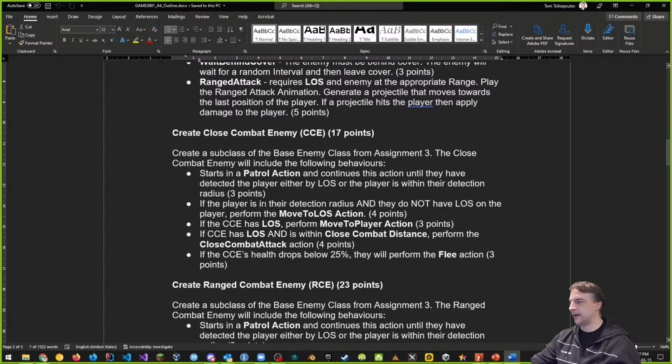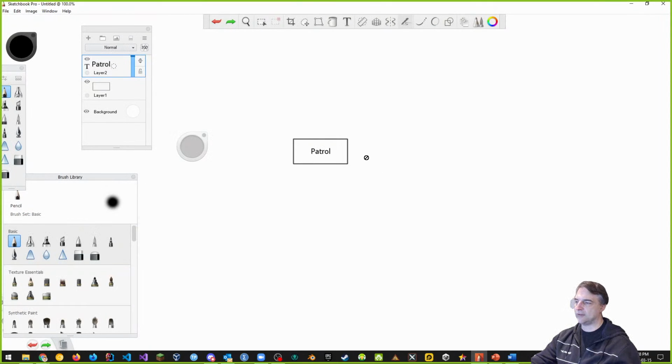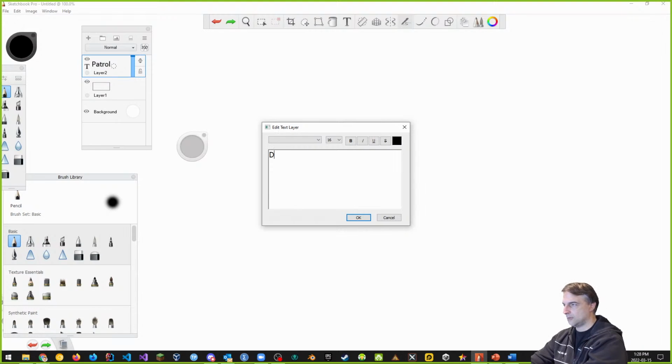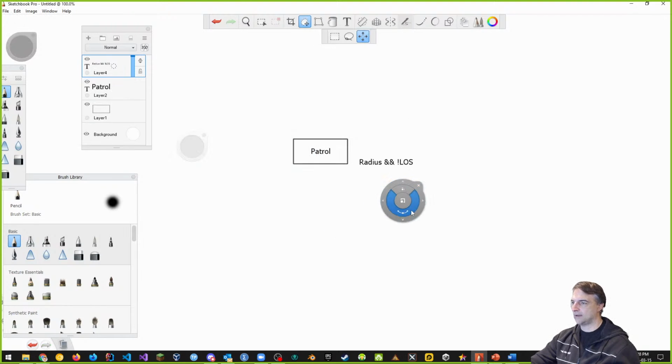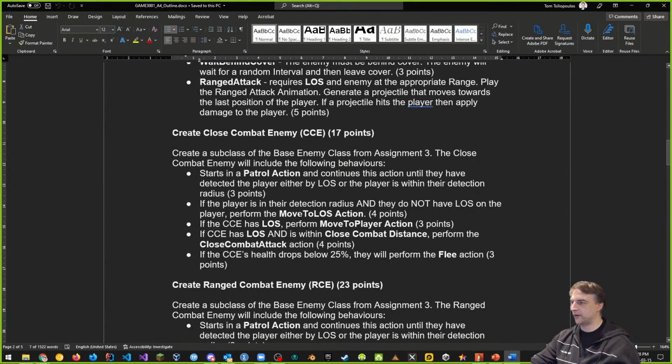If the player is in their detection radius and they do not have line of sight, so I only have detection radius but no line of sight, that is a condition. So one is yes, the other one is no. So that's kind of the transition. So radius, and let's put this in, and not line of sight. If we have that, that kicks us out into another thing. And the other one would be, what's the other transition?